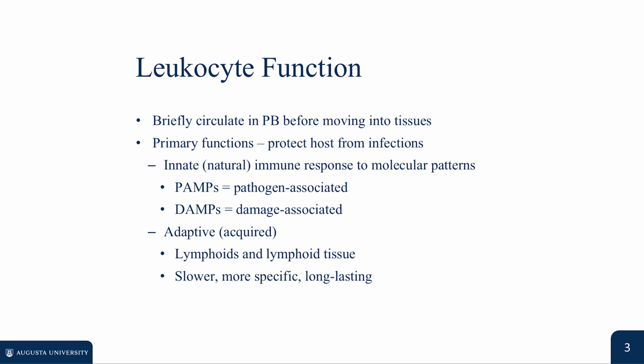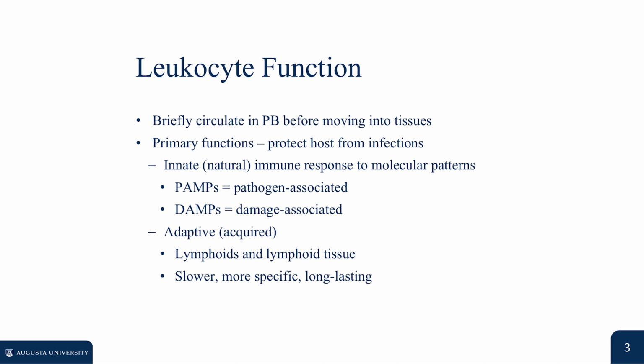Host immunity is categorized into 2 main arms, the innate immune response and the adaptive immune response. Innate immunity is an immediate, non-specific response driven largely by phagocytes like neutrophils and monocytes. These phagocytic cells recognize conserved pathogen features called PAMPs, or pathogen-associated molecular patterns, such as bacterial lipopolysaccharide.